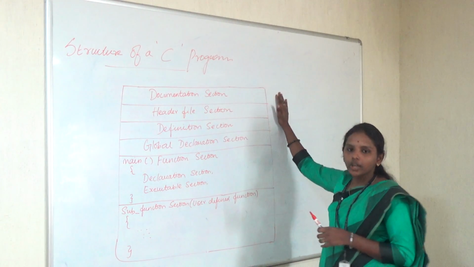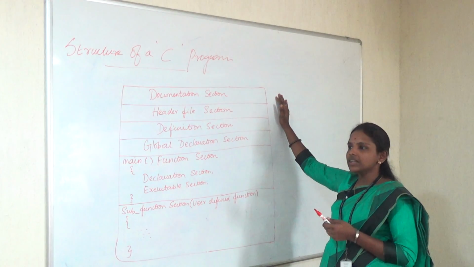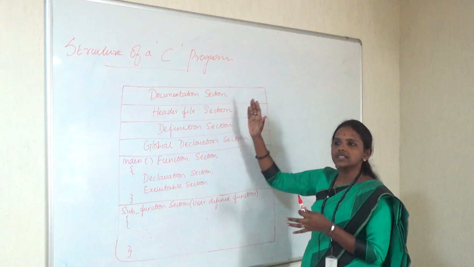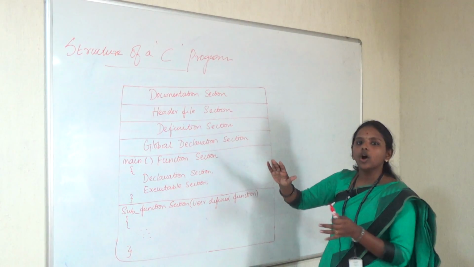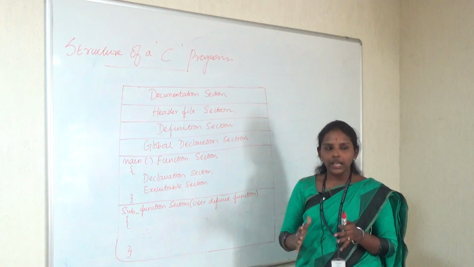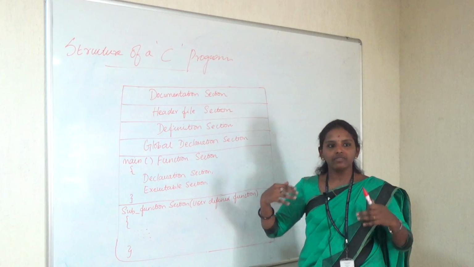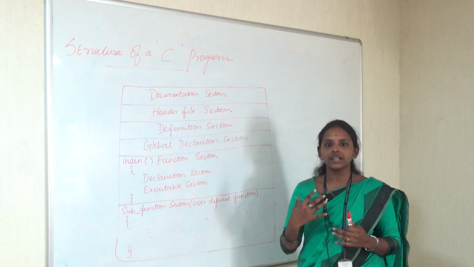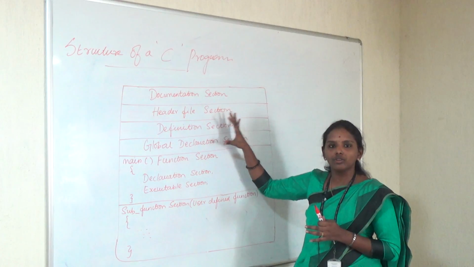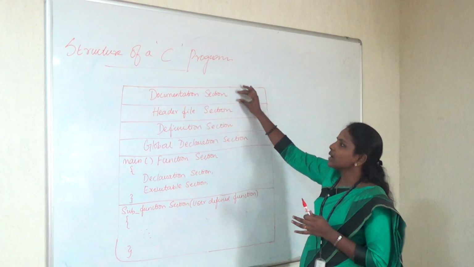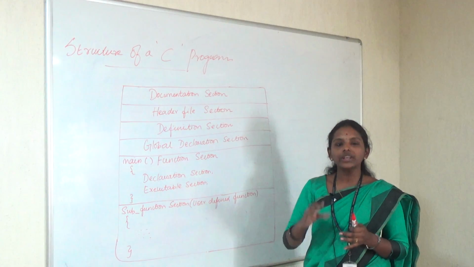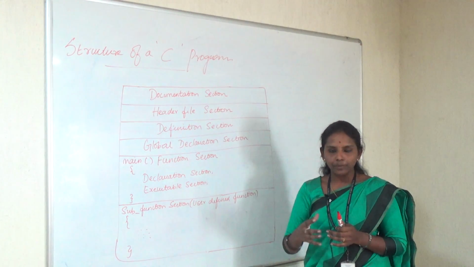So initially is the documentation section. Before going into the structure, we can relate the structure of a C program to a normal human being. A normal human being has a structure: we have a head part, we have a body, and all other features like a nose, everything. The same thing we can apply to the structure of a C program. This documentation section is nothing but where we name the C program. We are going to give some name for the C program.